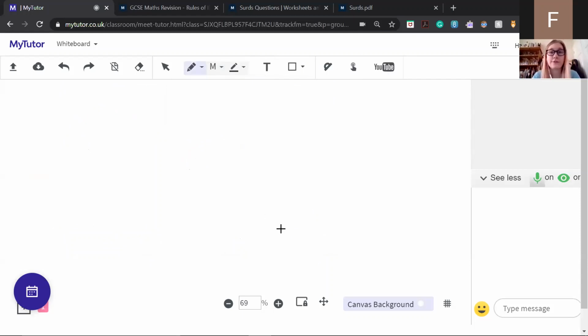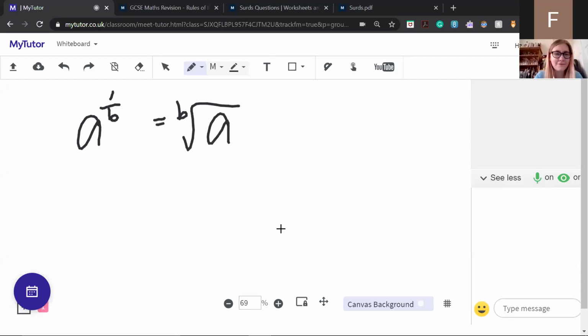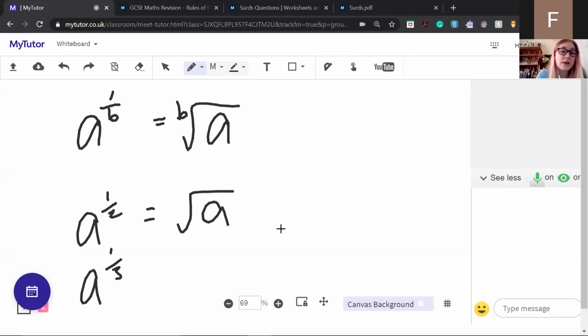So the final one is fractions. Now I'll say it in terms of algebra first. So this is going to be a to the power of 1 over b is the bth root of a. Now that looks a bit horrible. The one that you'll normally see is a half. So a to the half is root a. But we might also get a to the third. That's the cube root of a.